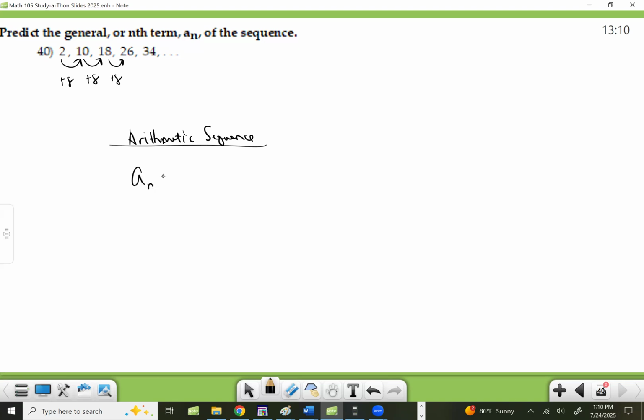So we are going to be using this formula we wrote down 2 problems ago. That's an n, sorry, guys. a sub n equals a1 plus n minus 1 times d. To find any term, you just need the first term, which is 2, plus n minus 1 times, well, our d in this case is going to be 8.